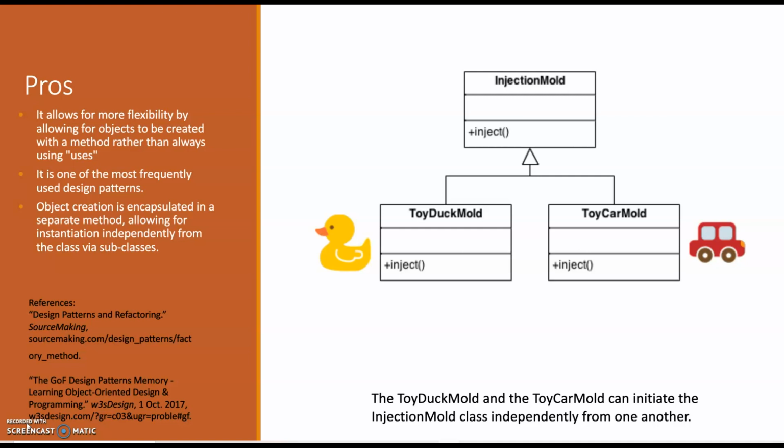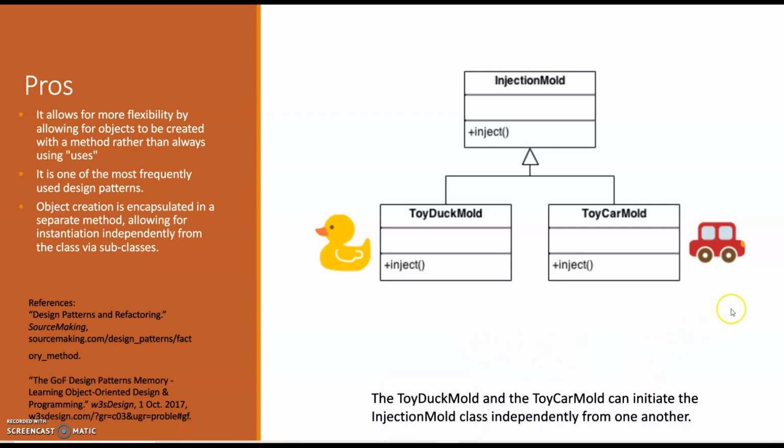So this allows for the instantiation independently from the class via subclasses. So in my example over here, you can see that both the toy duck mold and the toy car mold use the injection mold. So we could call the toy factory and ask it to do toy duck mold. Well, toy duck mold automatically knows that it needs to do an injection mold. So it automatically goes to that. We don't have to say, call toy duck mold, which uses the injection mold.